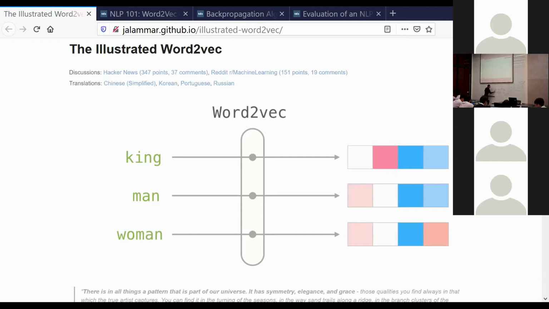But we need to know how word2vec works. And that would clear up a lot of misunderstanding.